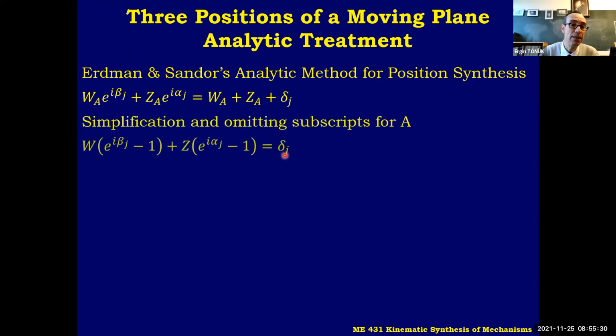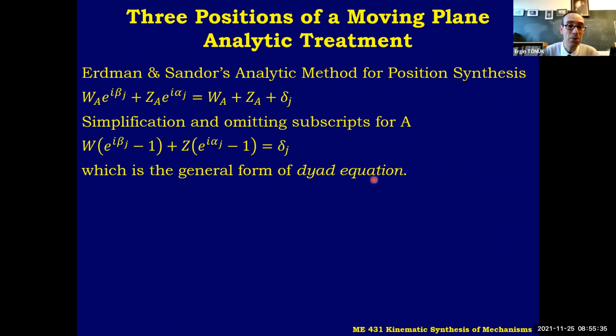So actually, this is the general form of the so-called dyad equation. Be careful, this dyad is not a tensor, it is just two vectors added. And if you can solve this equation for various problems, you can design the 4-bar analytically. So that's the general form, and we will discuss how it is solved for different design problems.